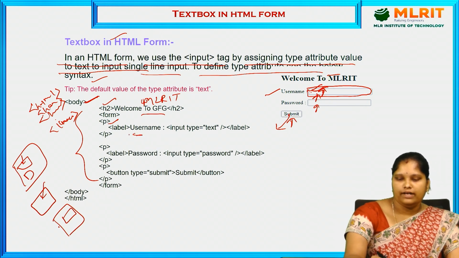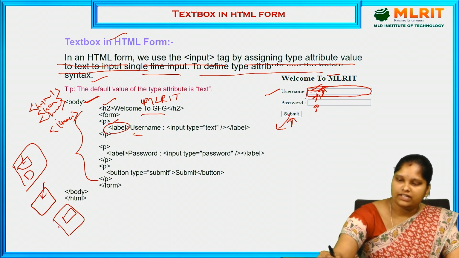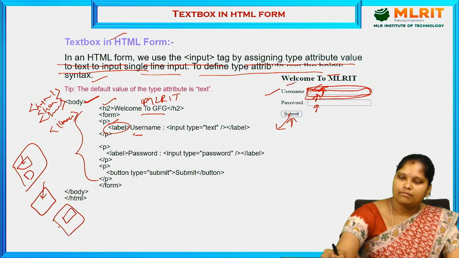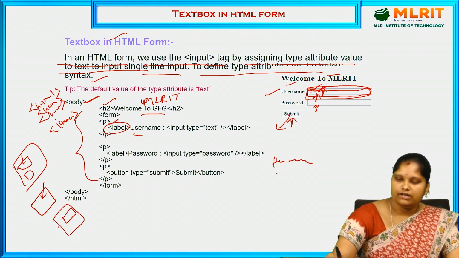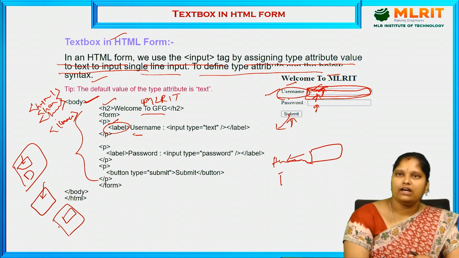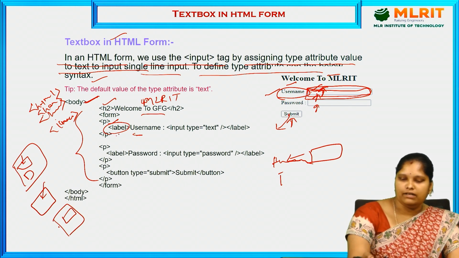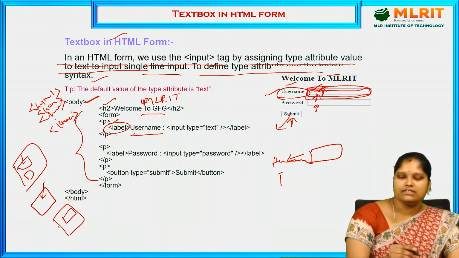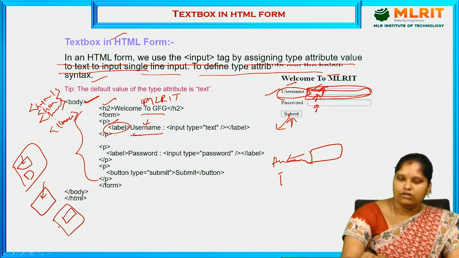So label, what is the label for this text box? For example, I need to use F name, right? This is my text box label. Label means the name of the text box, right? Label. This is the username. This is the name of the text box is user.